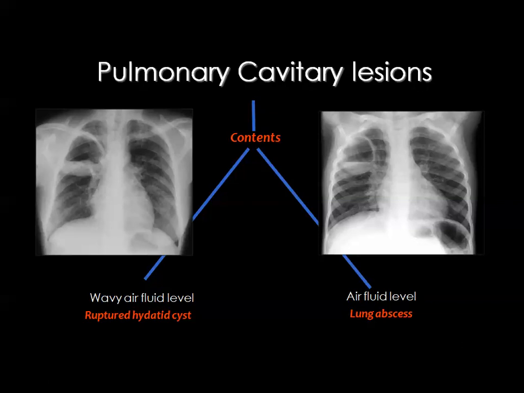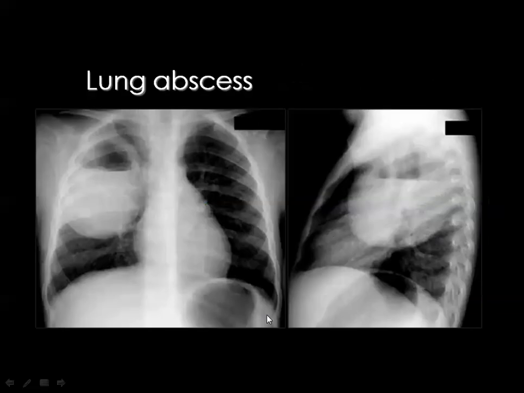And if you see a cavity in the lung with an air fluid level, most commonly this cavity will represent an abscess, and the air fluid level will be straight. But if you see that the air fluid level is wavy, then you think that this is a hydatid cyst that has been ruptured. And this is a typical example of a lung abscess with a straight air fluid level in the right upper lobe.